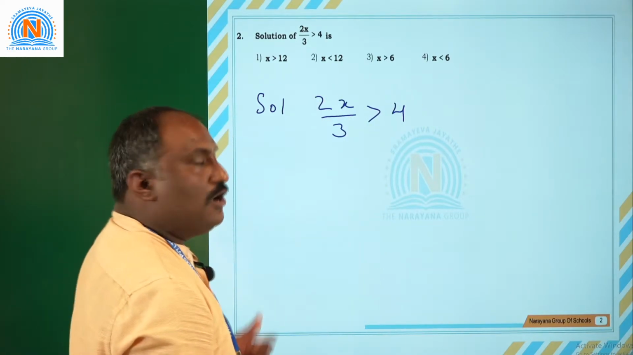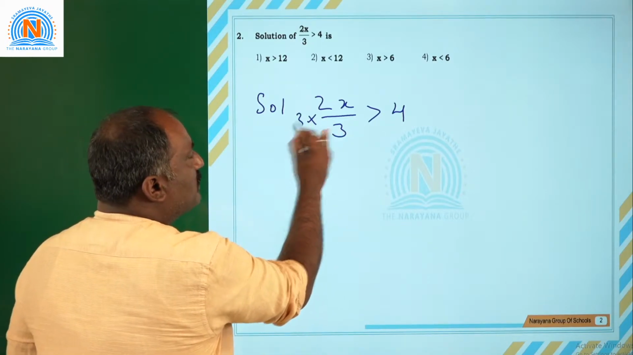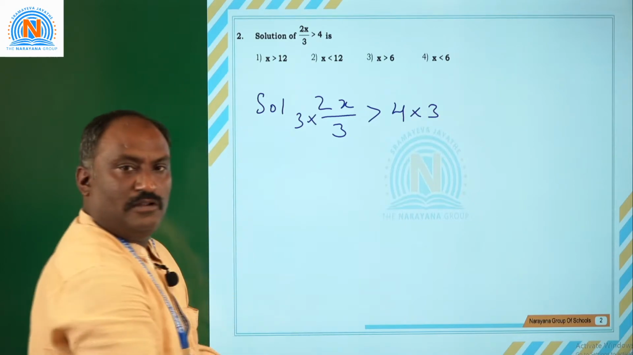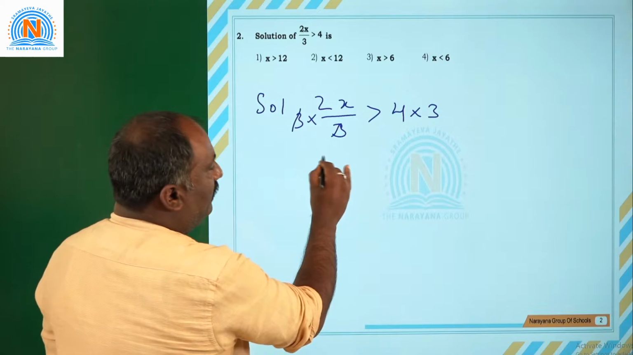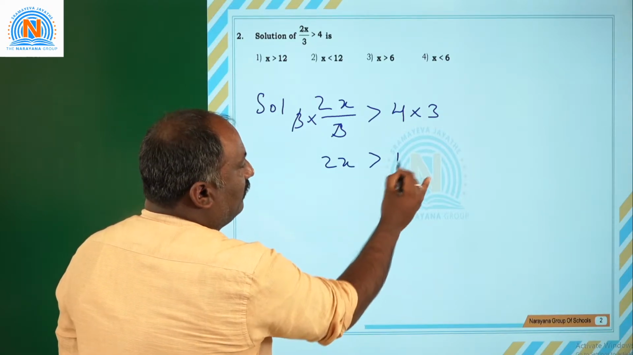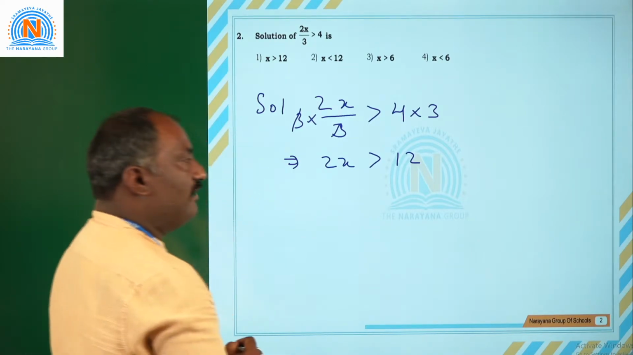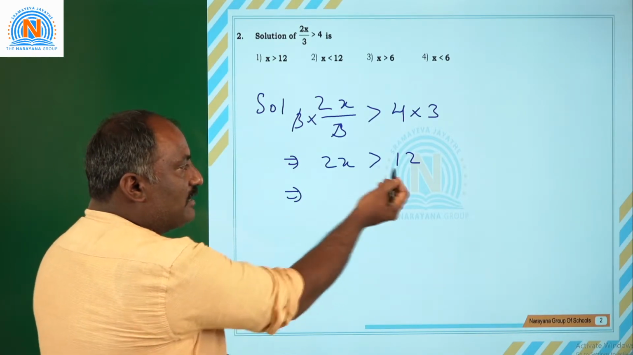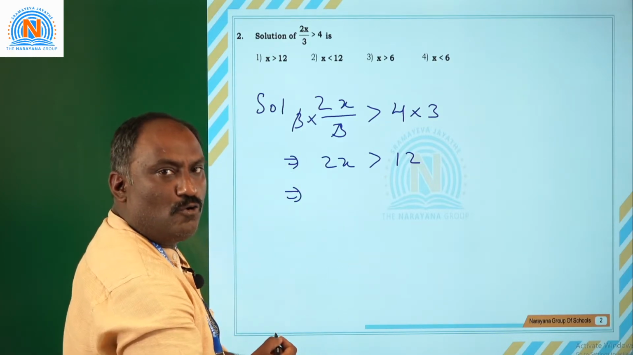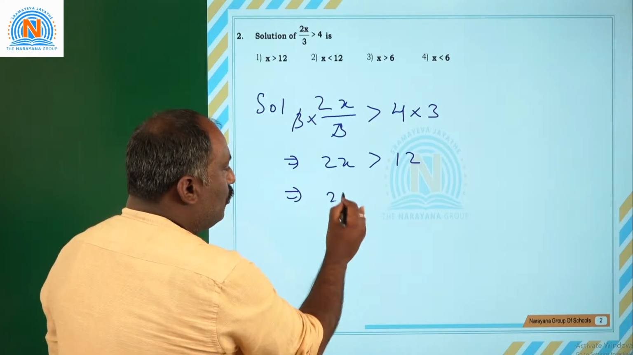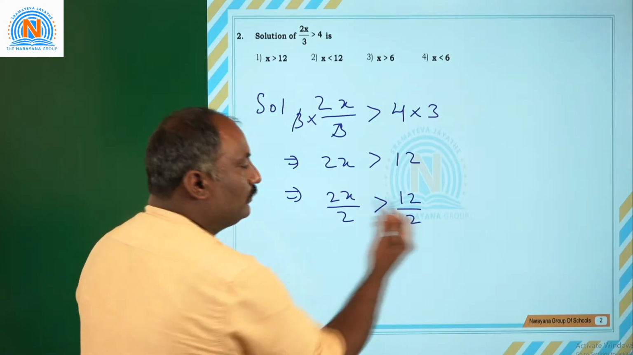First of all, to go ahead with solving this inequality, we will be multiplying both sides by 3. So automatically 3 and 3 get cancelled. You will get 2x is greater than 12. Then from 2x I want only x, so I am eliminating the 2 by dividing both sides. So 2x divided by 2 is greater than 12 divided by 2.